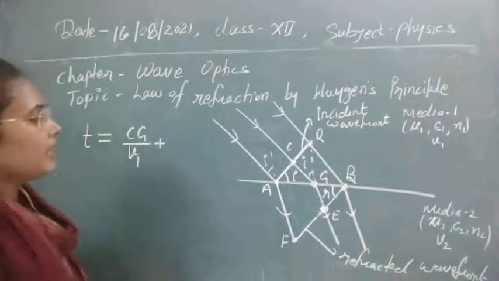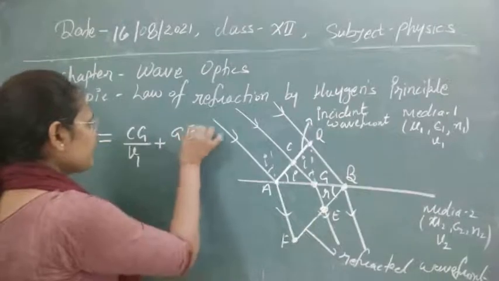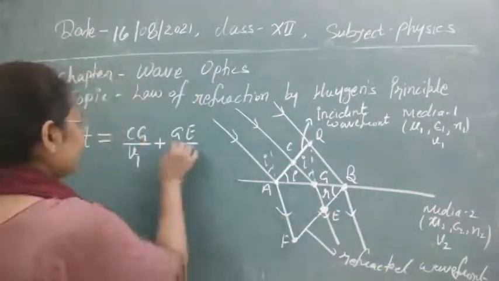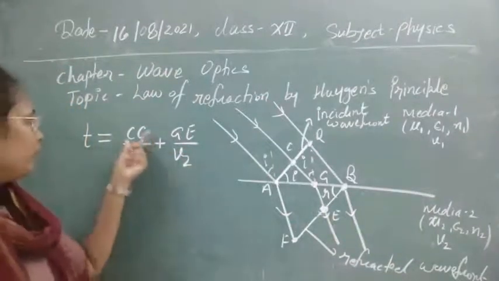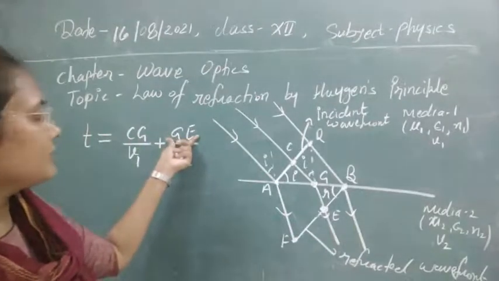Again, in the second medium, it has the distance ZE, and its velocity in the second medium is v2. So we can write here ZE upon v2. Now clear? Now we have to find out the value of CZ and the value of ZE.